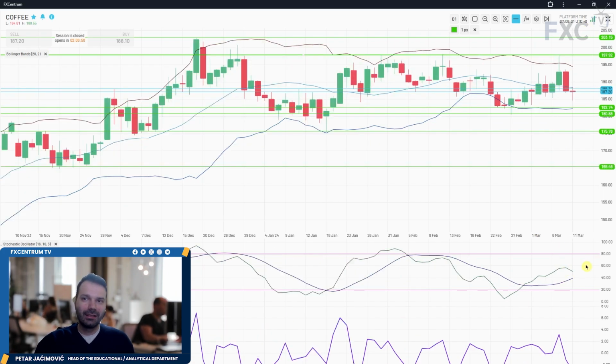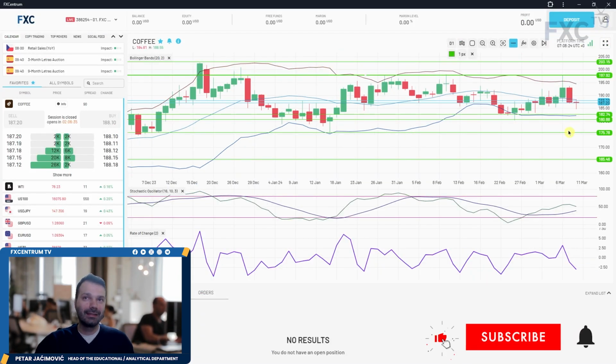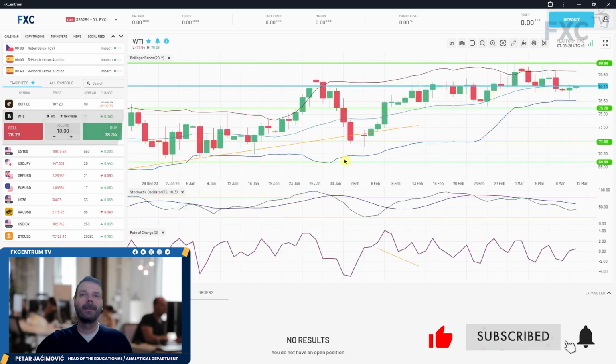Now the slow line is sloping to the upside, but the fast line is sloping to the downside. The fast line is above the slow line, so we have mixed signals on the stochastic oscillator, which is another confirmation that we have indecision overall, a short-term perspective and a sideways market. So watching for the breakout of either resistance or support on the coffee market. Now WTI.